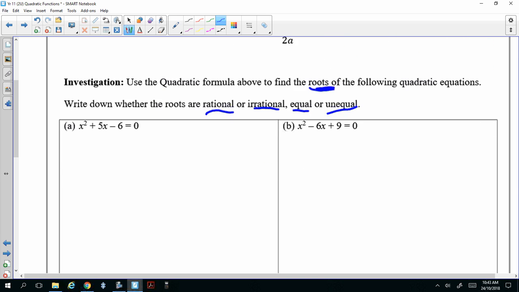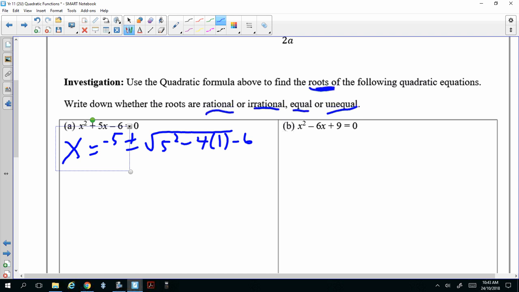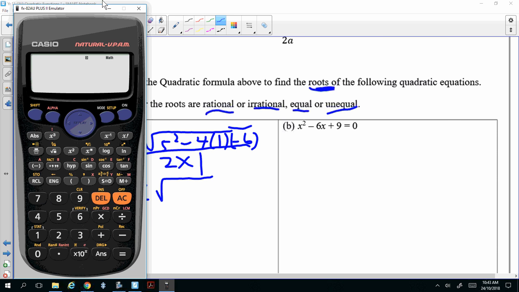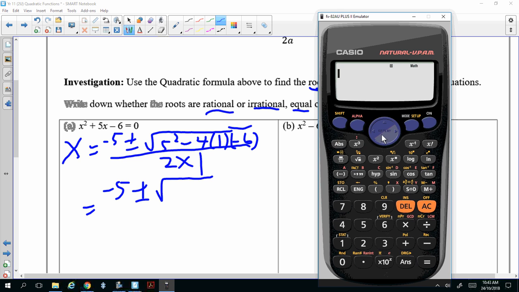So for example, for this one x is -5 plus or minus. Make sure you show all the steps. Minus 4ac, right? Now don't do the whole thing on a calculator, because I want you to see as well what's inside the square root. So can you please work out what's inside the square root? Do not just type everything on a calculator, okay? Because we want to see how the formula works. That's the main idea. So go 5 squared minus 4 times 1 times -6, and you should get the answer 49.